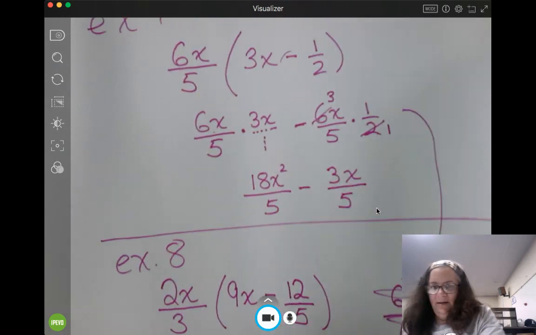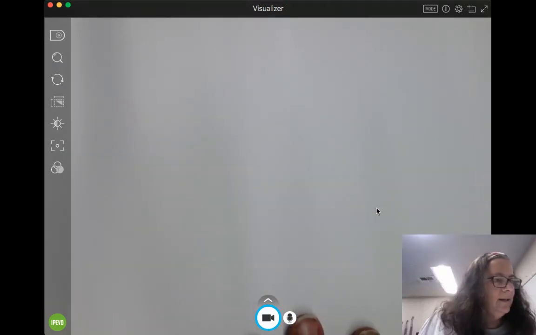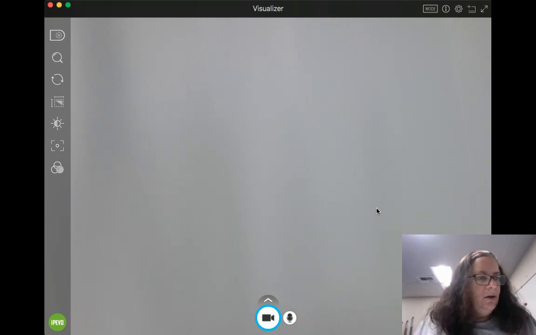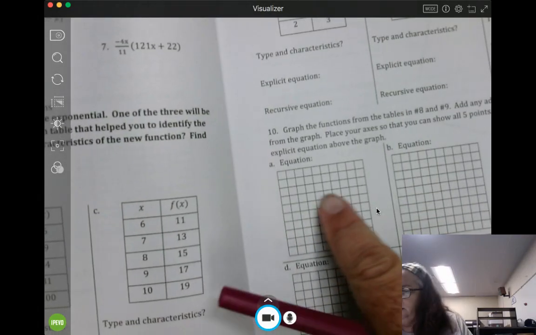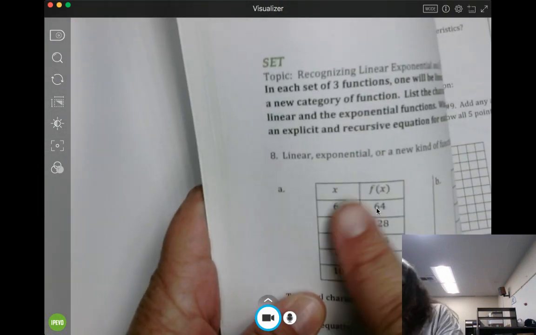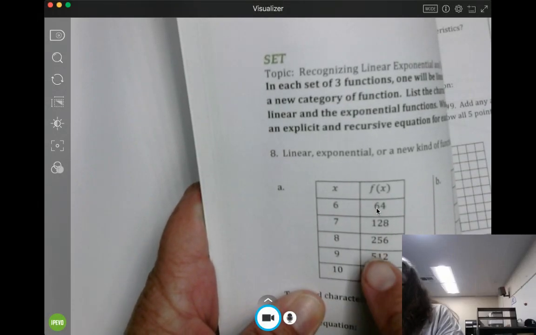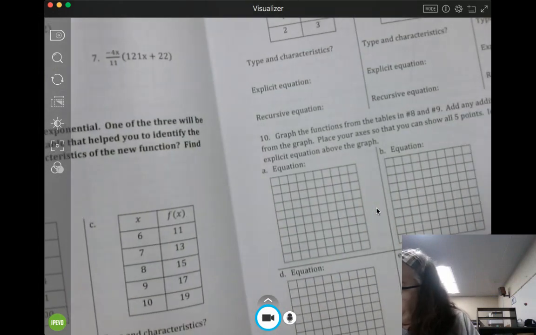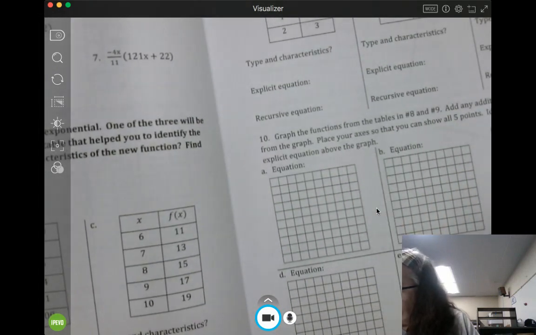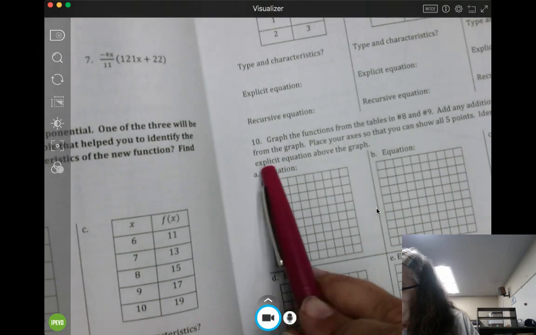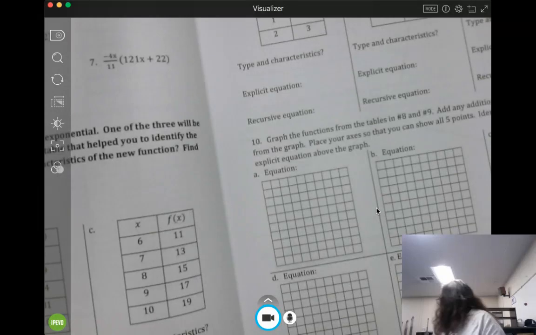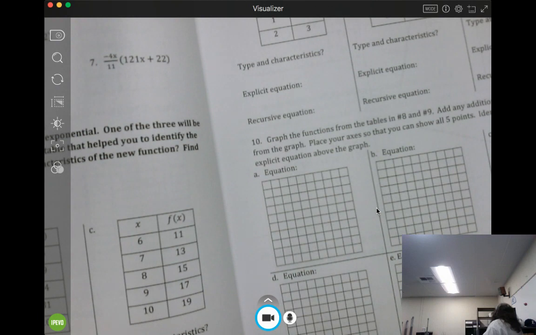Okay, let's keep going. Over here, they're about to ask us to graph our functions from these. So if I have to graph 8a, I need all these numbers to fit. And they said, place your axes so you can see all 5 points, identify your scale, write your explicit equation above the graph.